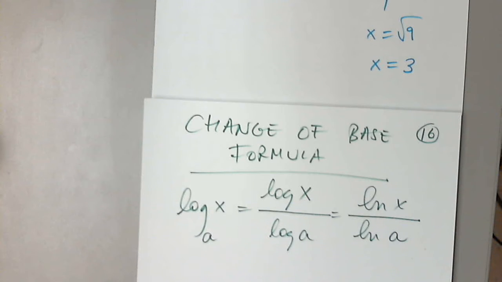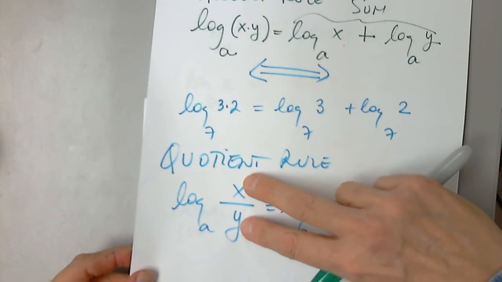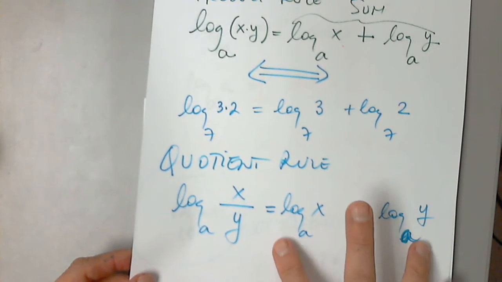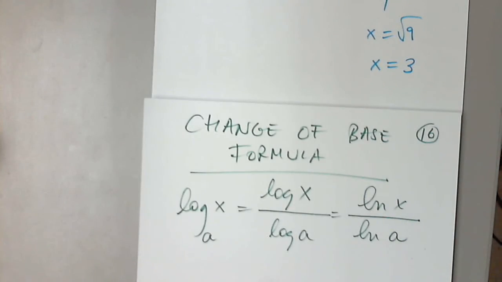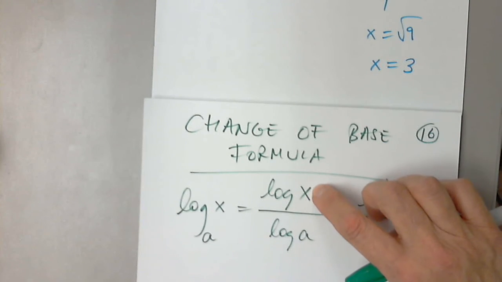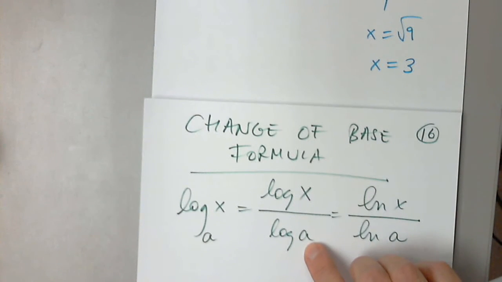Please do not confuse this with the quotient rule. This is a quotient of 2 different logs. The quotient rule is log applied to a ratio, which is a totally different story. So this is log applied to a ratio, which is a difference of logs. But this is log applied to a number over log applied to another number.